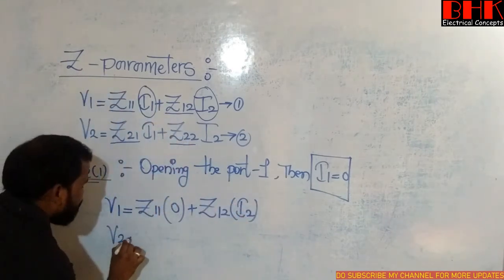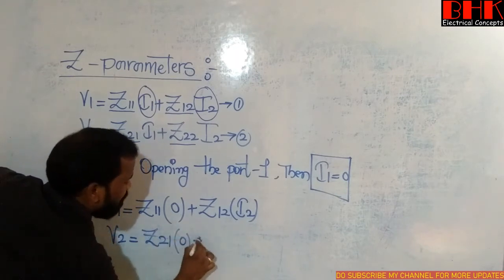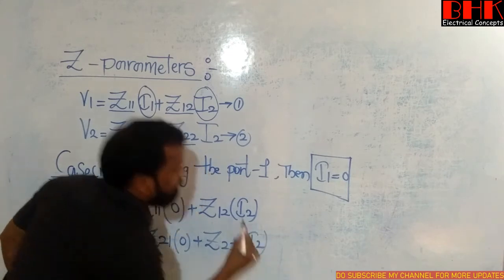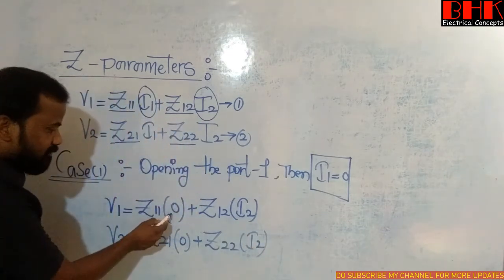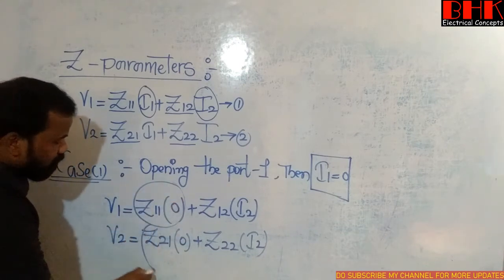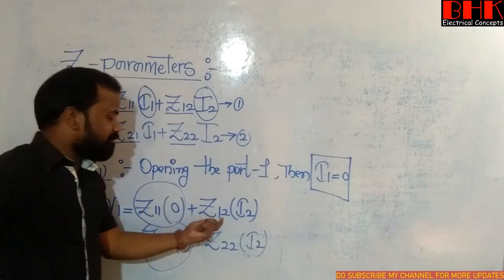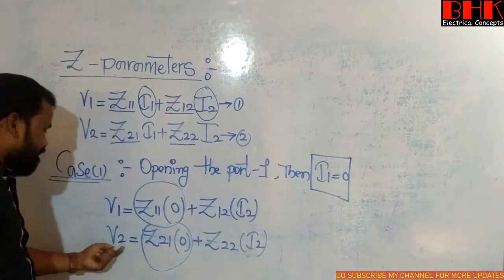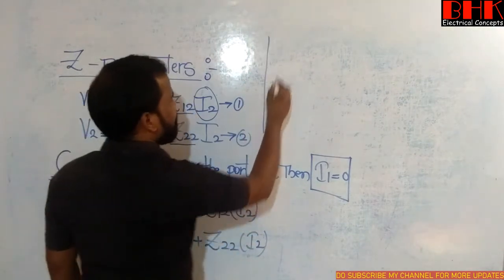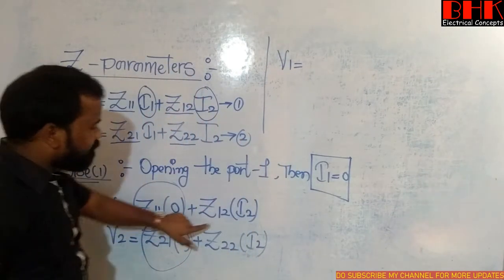Now in equation number 2, Z21 into the value of I1, which is 0, plus Z22 into the same I2 as it is. Clear? Now this term is 0, which means this whole term is 0. Again, this term is 0, which means the whole term is 0. What are the remaining? V1 is equal to Z12 I2 and V2 is equal to Z22 I2. Clear?